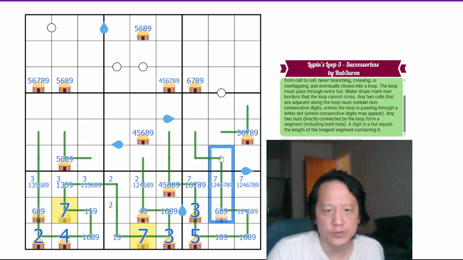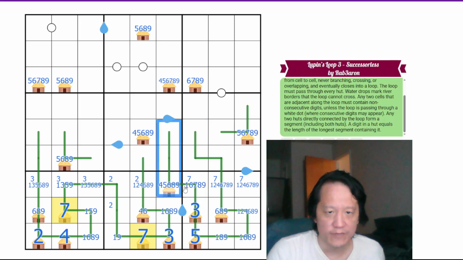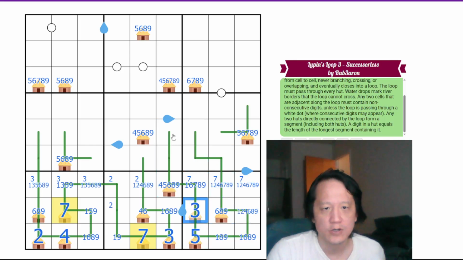So 1, 2, 3, 4, 5, 6. It can't connect to this. So this can't connect to here because that would form a closed loop by itself, not connected with the other parts of the loop. So this has to connect that way. And then this can go up, could go to the right.